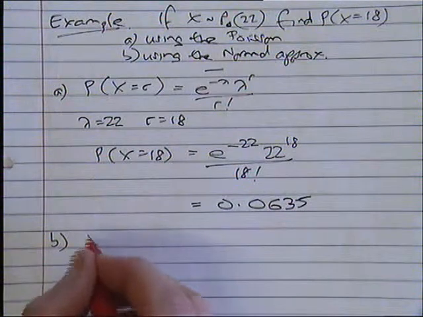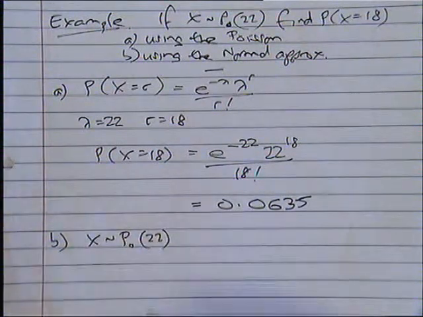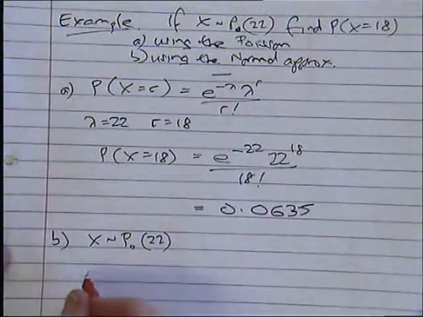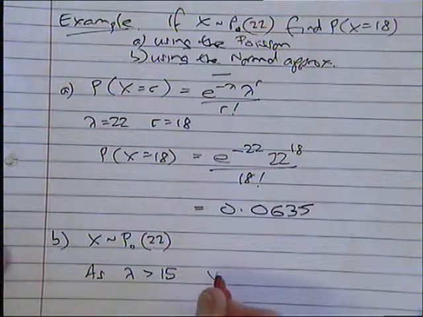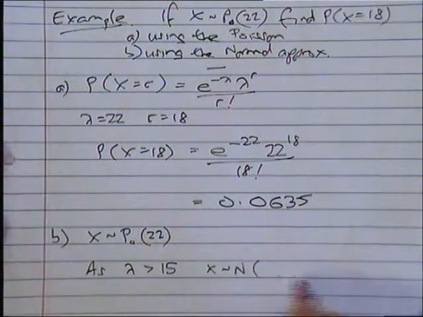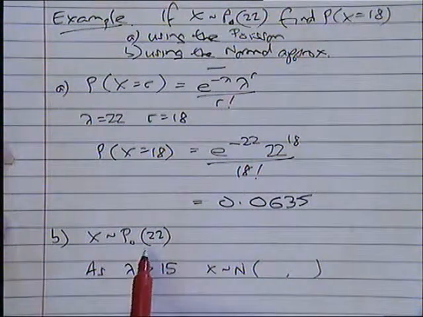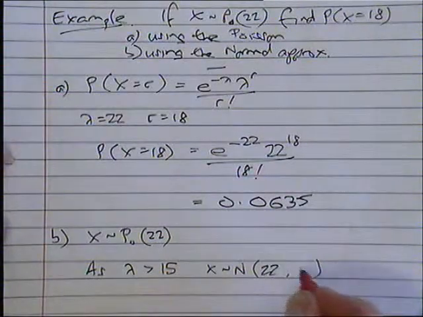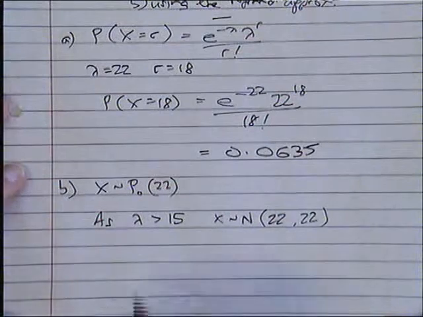So in part B, we're starting off with x being Poisson, 22. And we are going to say that as lambda is greater than 15, then x will also follow the normal distribution, or certainly can be approximated by the normal distribution. And what's going in my brackets? 22, 22. That was the value of lambda there, yeah. 22, 22.